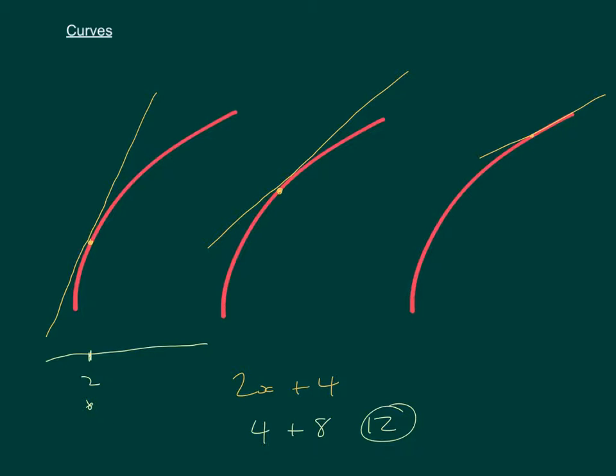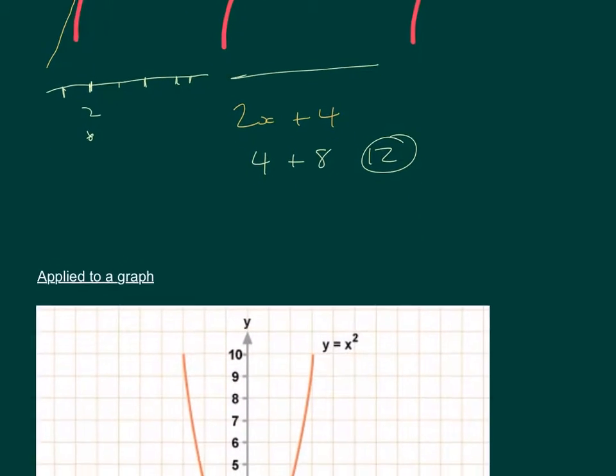So we're using that function to tell us whatever the gradient is at a specific point on the graph, because the gradient changes as we move along the graph. So the gradient here is going to be different to the gradient here. That's why we need a function rather than just a single number. Let's have a look at how that works on an actual graph.